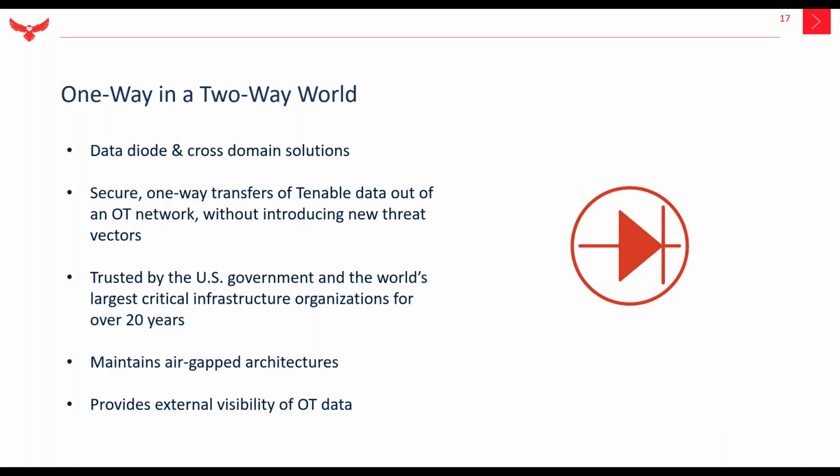Owl is a trusted leader in the cybersecurity space, providing our brand of cross-domain solutions and data diode technology to many governments, DoD, MOD, and critical infrastructure companies around the world. Tenable provides the visibility of critical asset performance data. Together, we offer a combined, secure, one-way transfer of Tenable data out of the OT network without introducing new threat vectors. The following portion of the webinar speaks to the details of how this combined solution works. First, we'll hear from Mark about the cross-domain and the data diode technology. Then Michael will provide a deeper insight to the Tenable asset visibility and security controls.